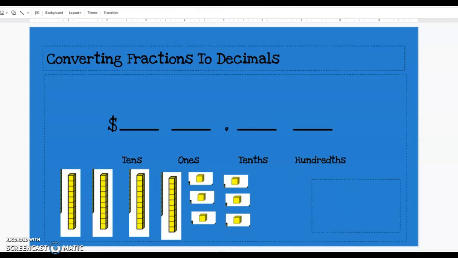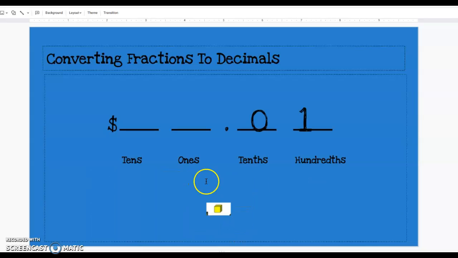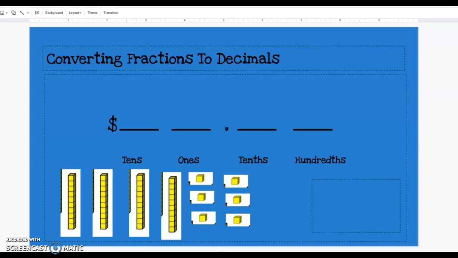It looks like I have 4 rods and 6 cubes. Remember, cubes represent hundredths and rods represent tenths. So how would you represent these different blocks as a decimal? Pause the video, and when you're ready, press play.